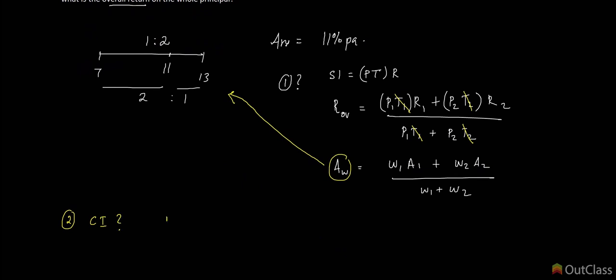The second point is, does it work for CI? And the answer is no, it doesn't. Because in CI the principals change. We want a constant quantity ratio for this number line to work.